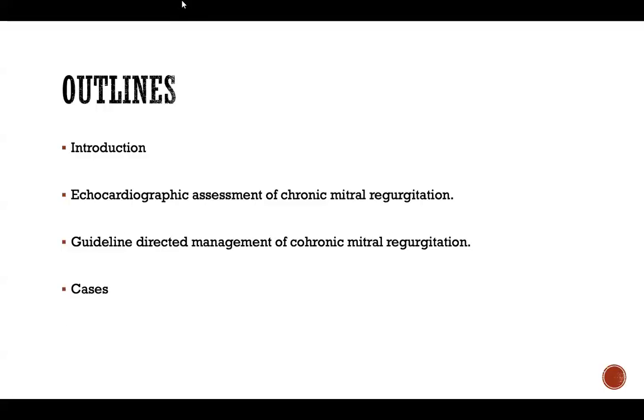So the outline of my presentation: I will give a brief introduction about mitral regurgitation and its importance. Then the presentation will mainly focus on the echocardiographic assessment of chronic mitral regurgitation. So we'll be talking mainly about chronic mitral regurgitation. Acute mitral regurgitation will not be addressed in this presentation.